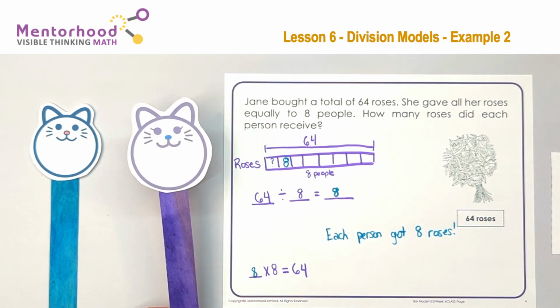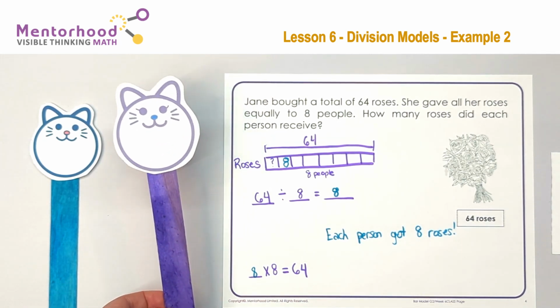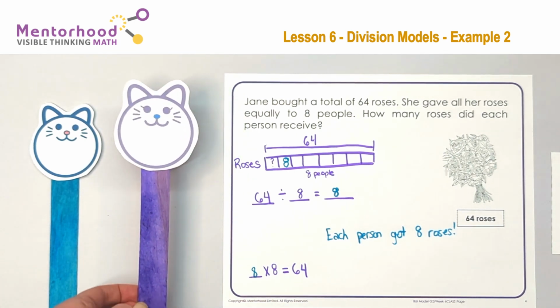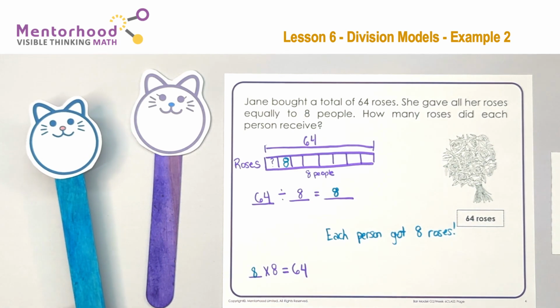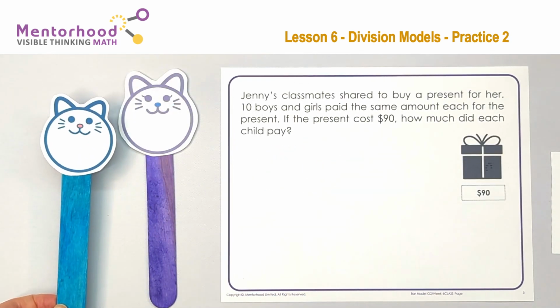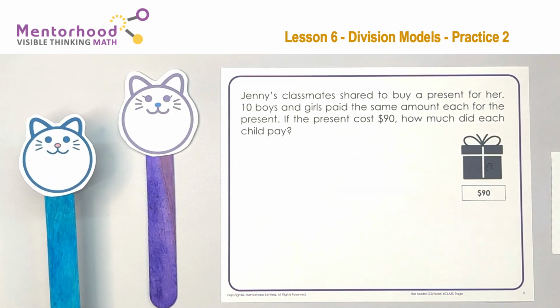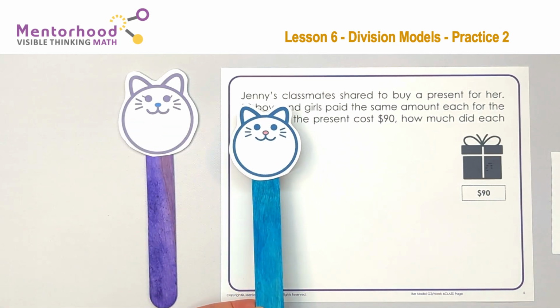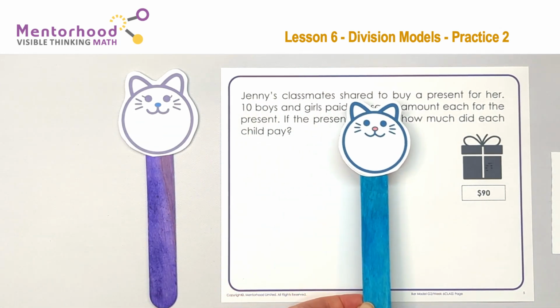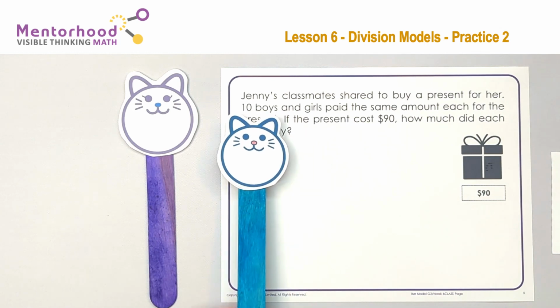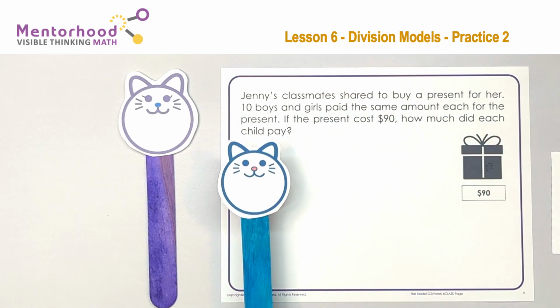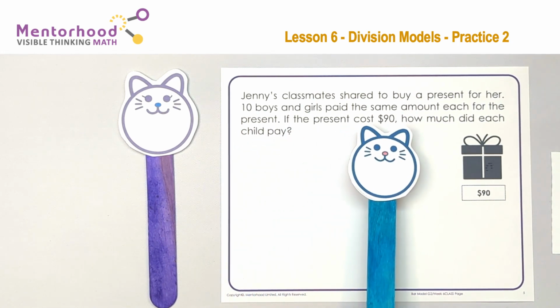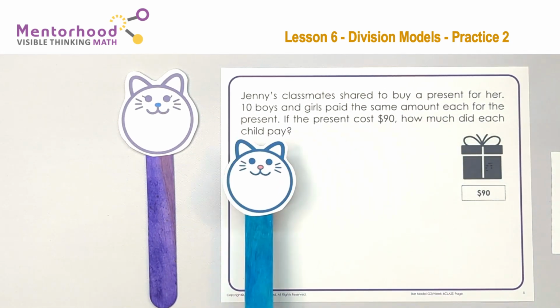Okay, kids, why don't you try another question all on your own, or with Matthew's help? Yeah, that would be so much fun. Let's do it. All right, let's read it and figure out what kind of question we're in for. Jenny's classmates shared to buy a present for her. 10 boys and girls paid the same amount each for the present. If the present cost $90, how much did each child pay?